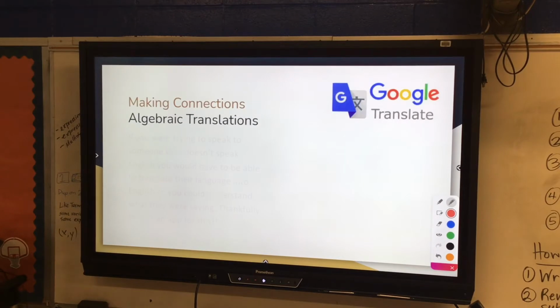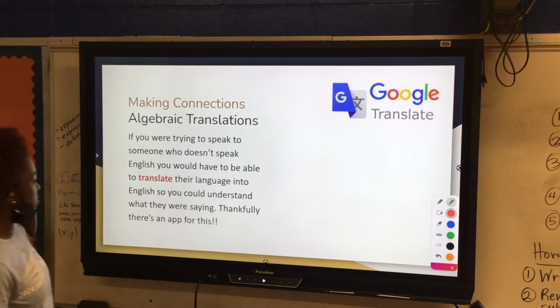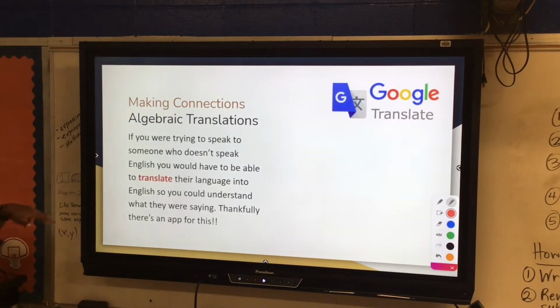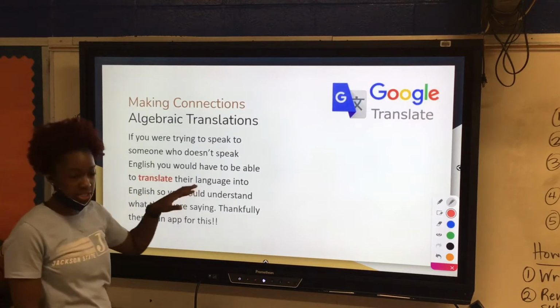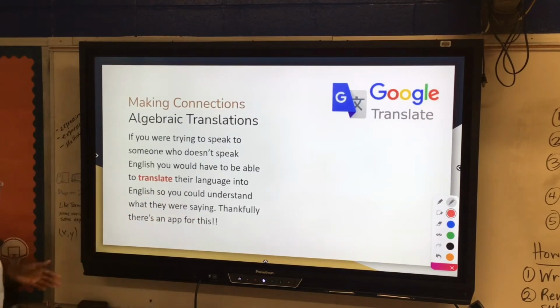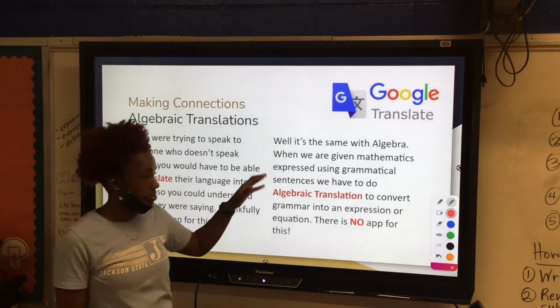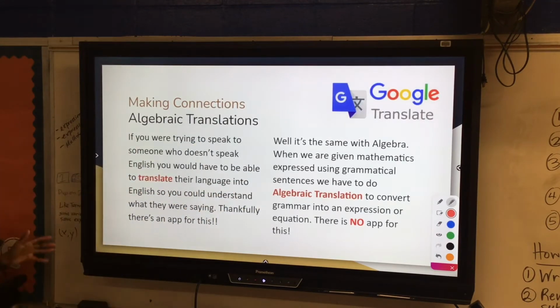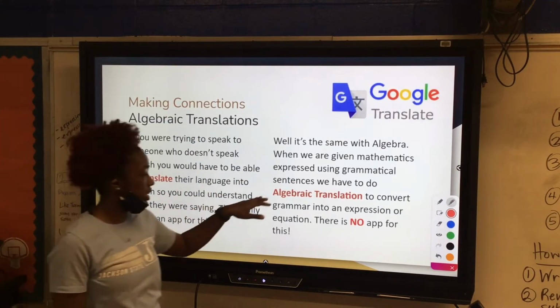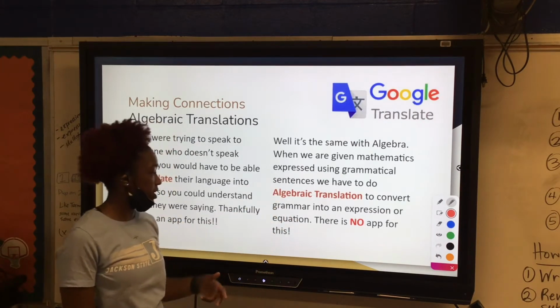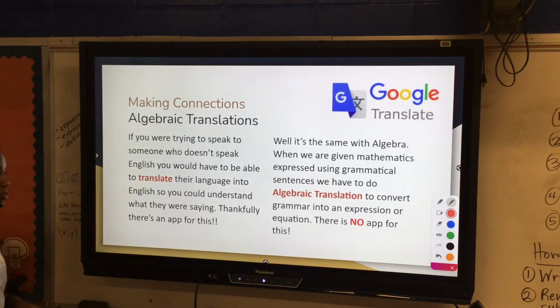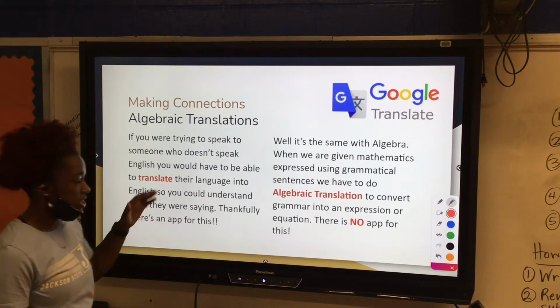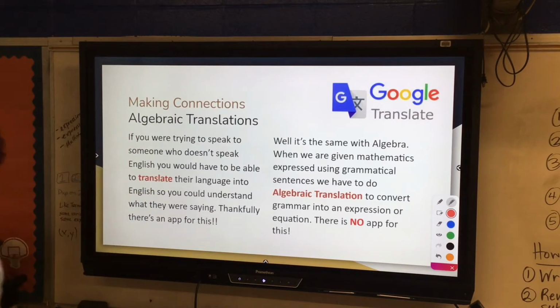So, making connections, okay? If you're trying to speak to someone who doesn't speak English, you have to be able to translate their language into English so you can understand what they're saying. Thankfully, there's an app for this, Google Translate. It's the same thing when it comes to algebra, okay? We're given mathematical expressions using grammatical sentences, and we have to change those using algebraic translations to convert grammar into expressions or equations, all right? Unfortunately, there is no app for this.